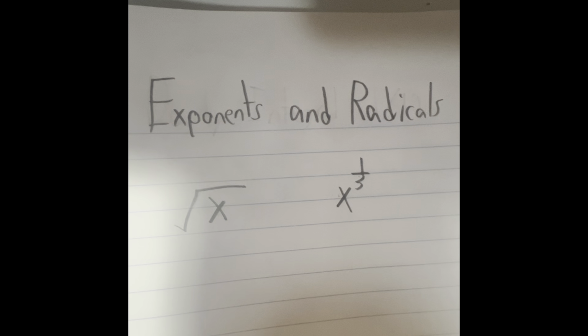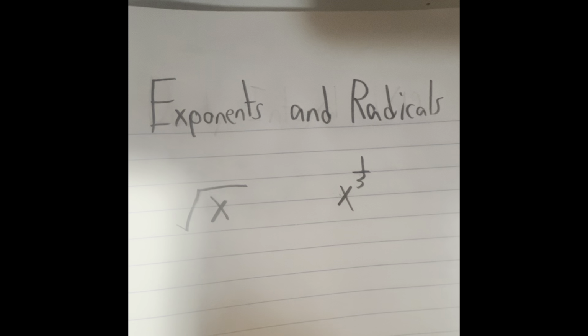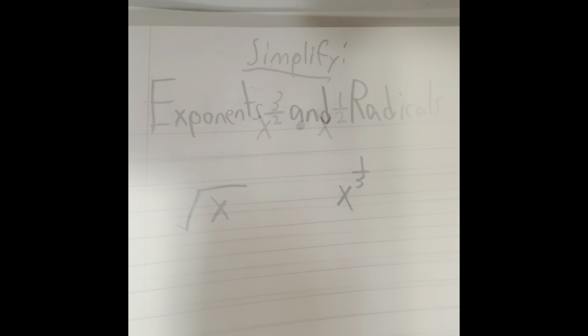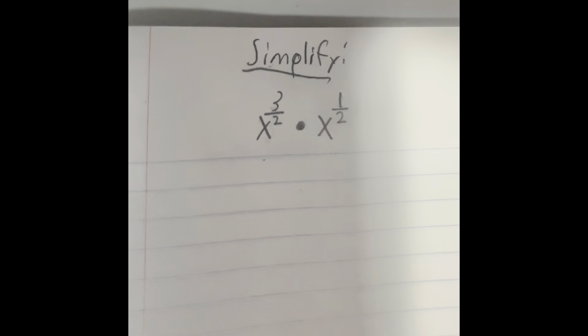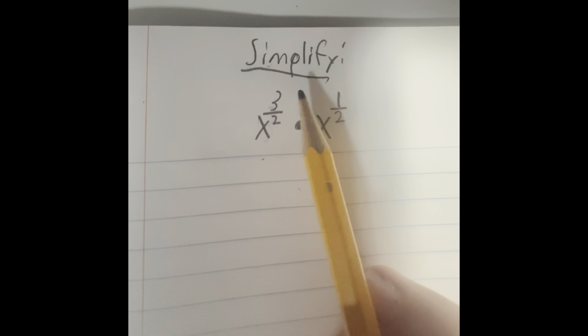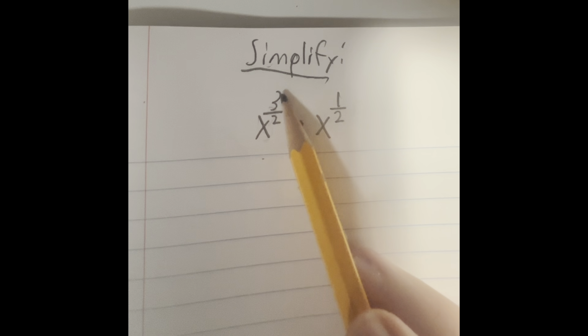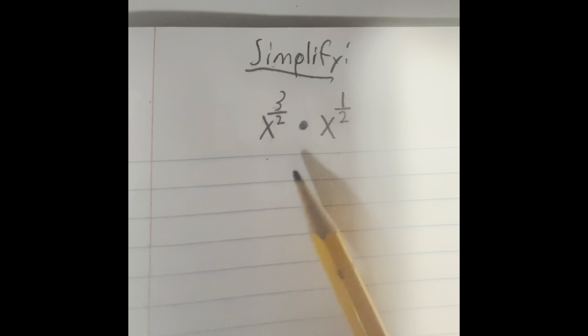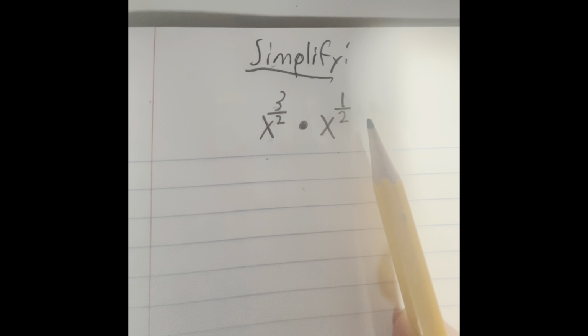Today in this video, we're going to be looking at some example questions with exponents and radicals. Okay, here we're told to simplify x to the 3 over 2 times x to the 1/2.